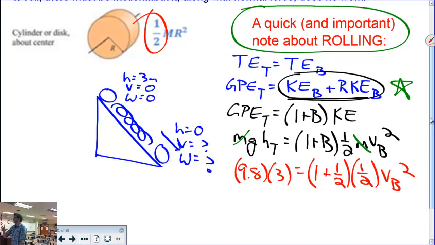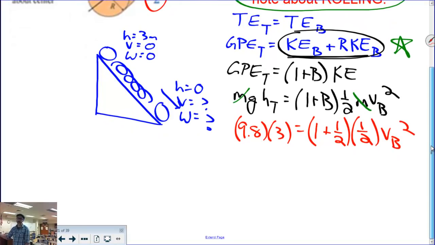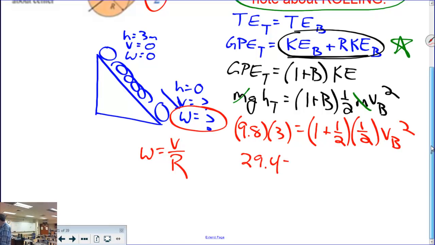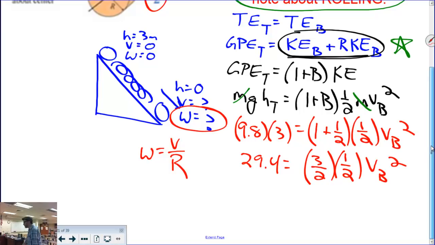Now we can solve this. Even though we've got rotational kinetic energy, we were able to write an expression for the energy that depended on the velocity, and we didn't need to worry about the angular velocity, because we used the equation to rewrite that angular velocity as v over r, and everything canceled out. Doing the math here, you get 29.4 equals 1 plus 1/2 is 3/2 times 1/2 times the velocity at the bottom squared, and then go through your algebra, and the velocity turns out to be 6.26 meters per second.